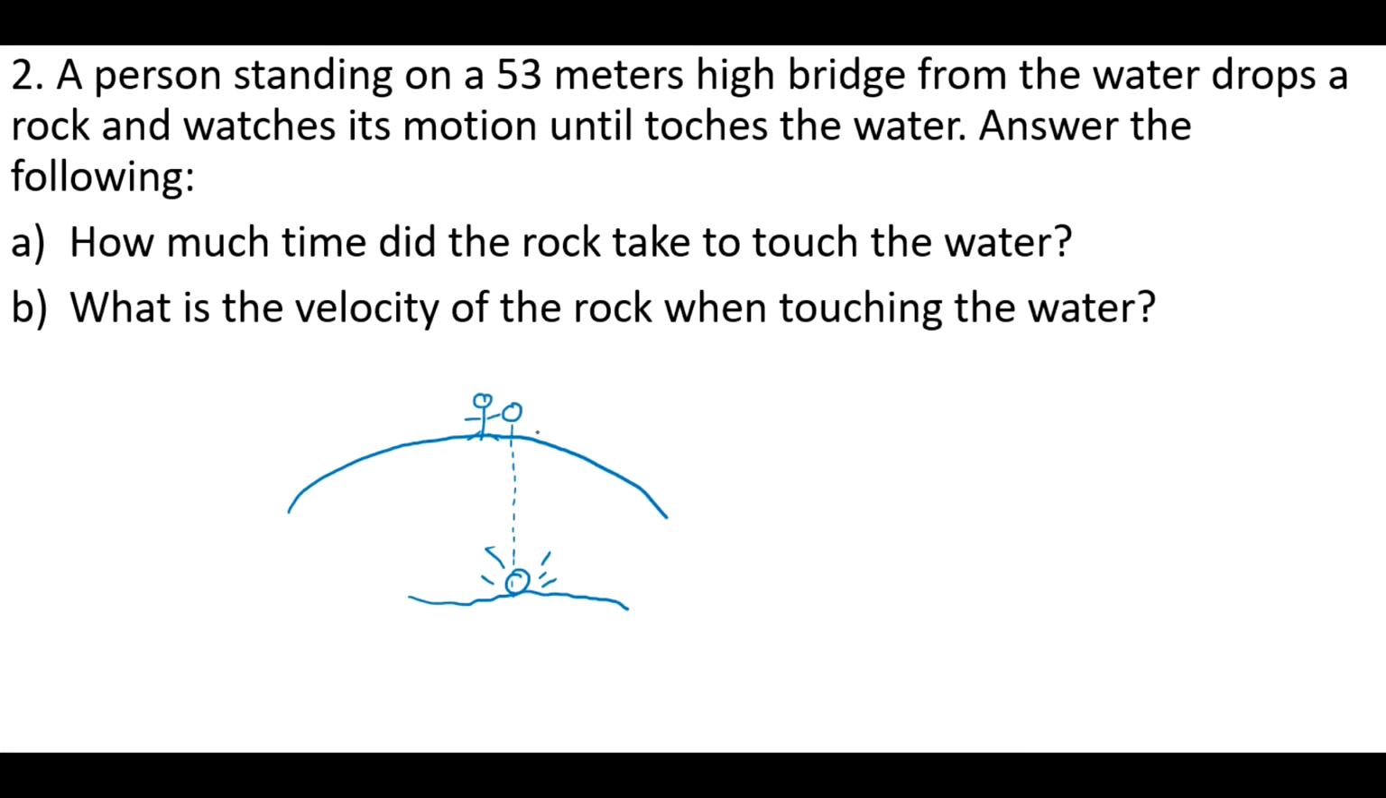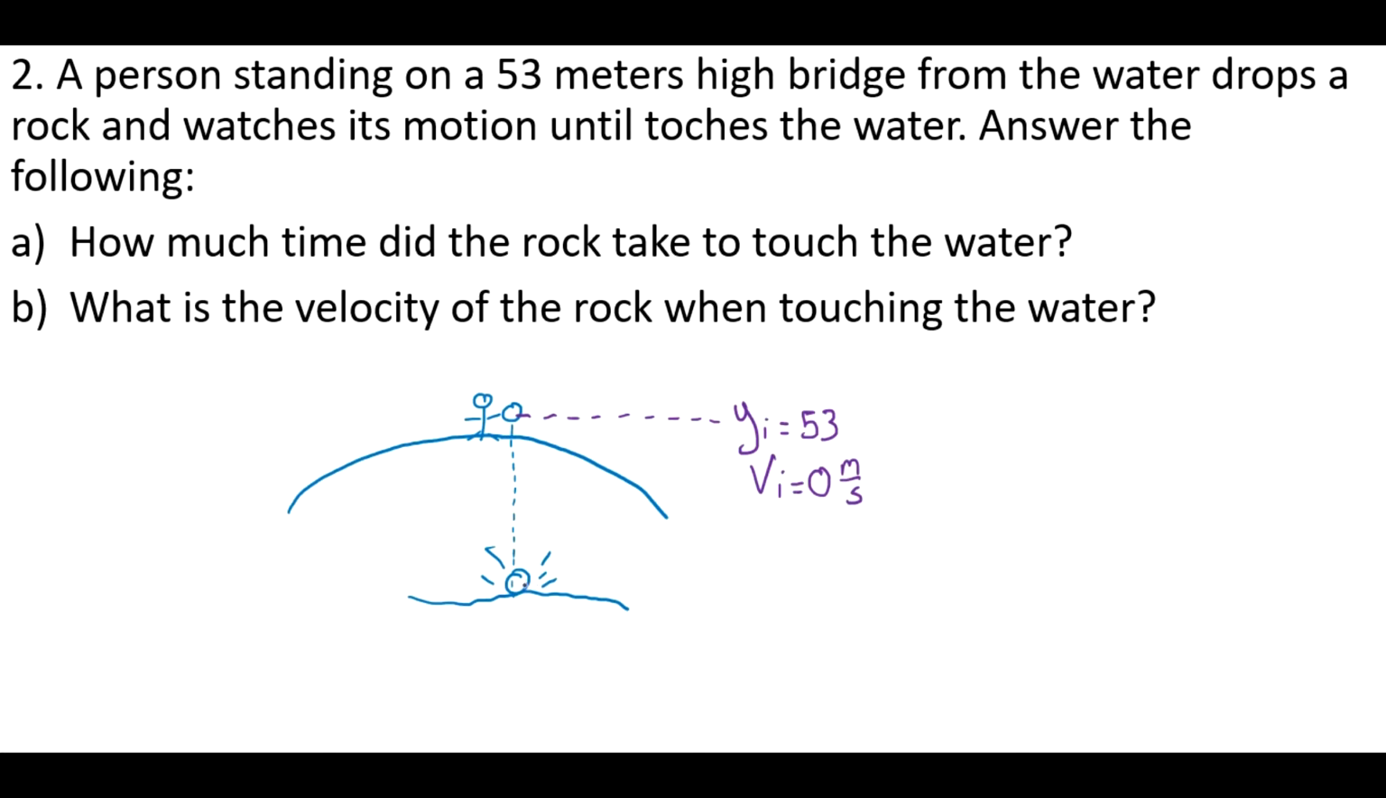Remember that this is the initial position, and the initial position is the height. So in this case it is 53. Also, I got initial velocity. Initial is where the motion starts. In this case, the initial velocity is 0 meters per second, because I said in the previous video about free fall that the initial velocity is always 0.